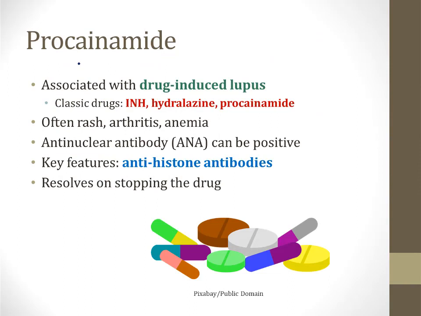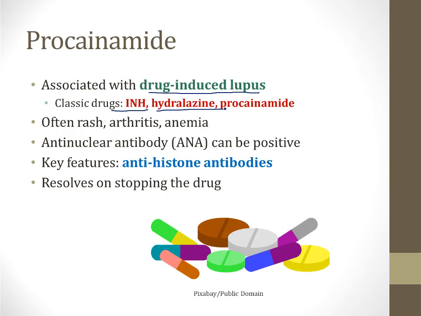Procainamide can cause an unusual side effect. It's associated with drug-induced lupus. This really doesn't happen in the modern era. We only give procainamide intravenously for a short period of time, but decades ago procainamide was given orally for long periods of time, and some patients would develop drug-induced lupus. This syndrome is also associated with some other drugs like isoniazid or INH, which is a tuberculosis drug, and hydralazine, which is a rarely used antihypertensive.